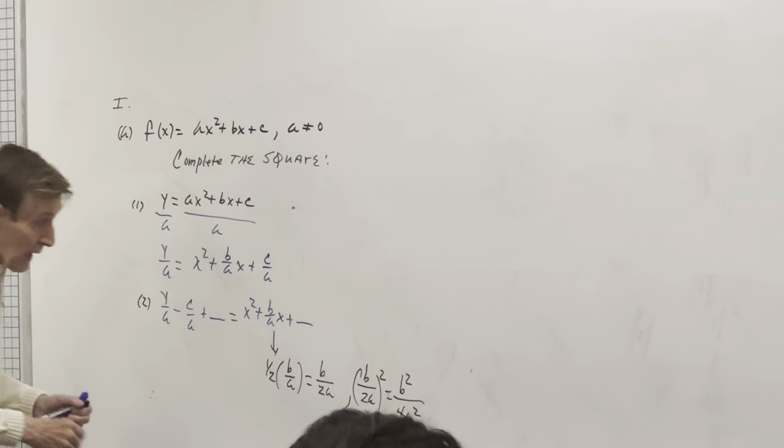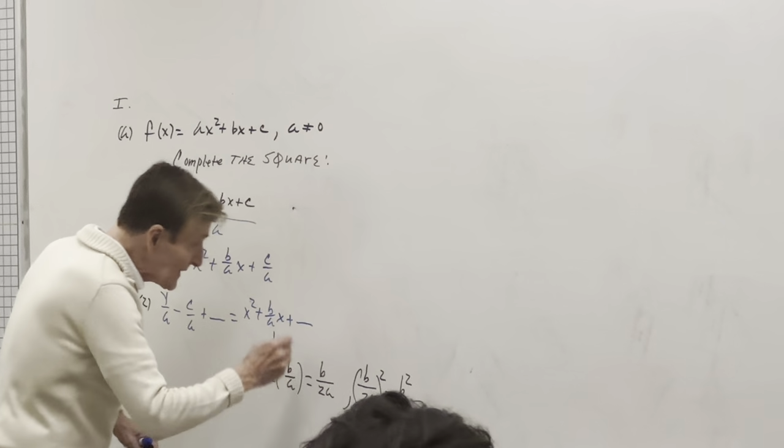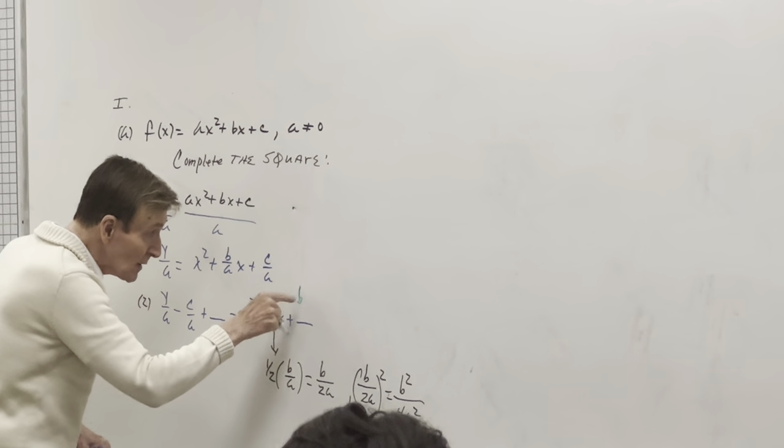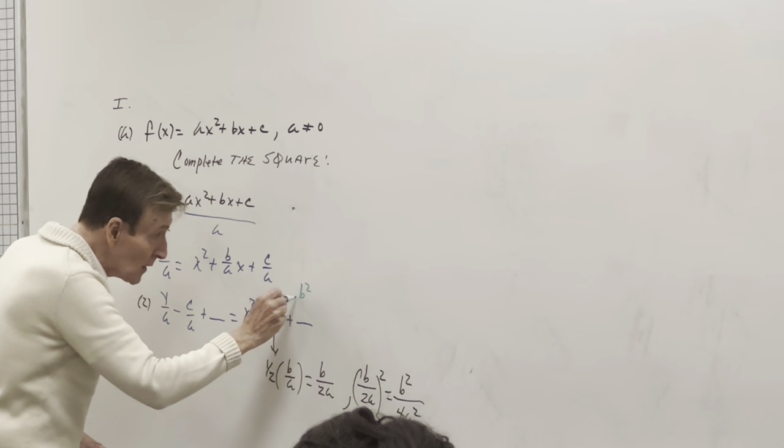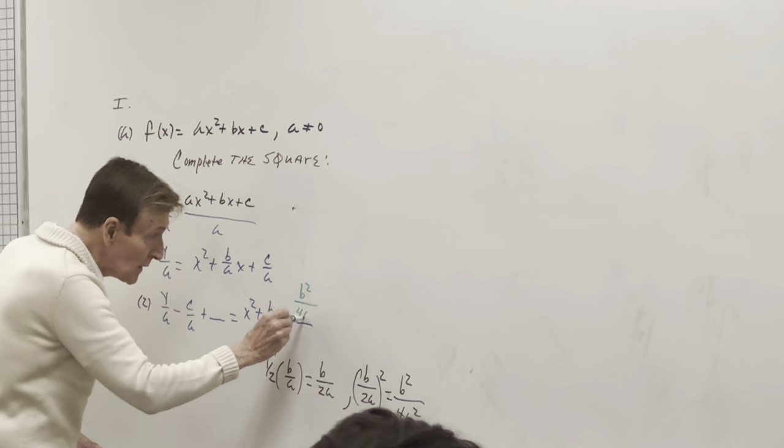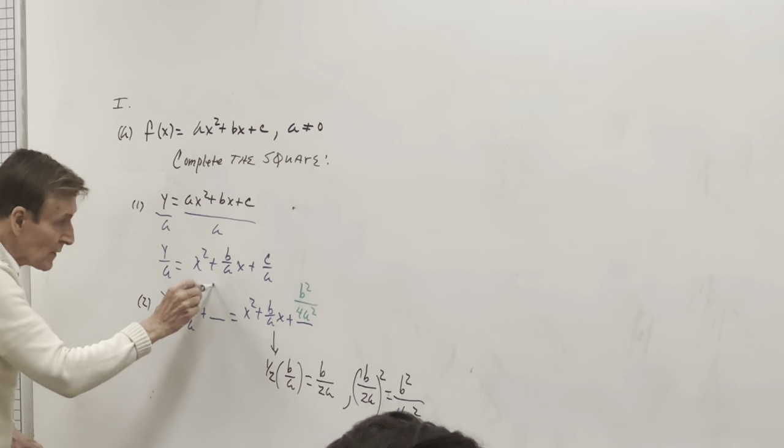That, if there's no mistake, let's hope there's not, is what I need on those blanks. B squared over 4a squared. And here.